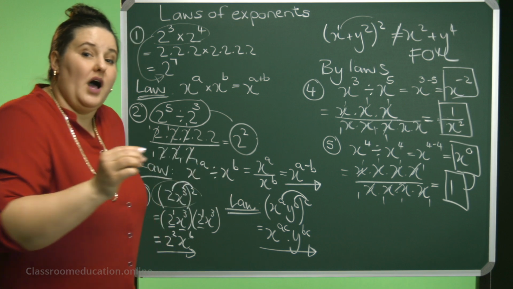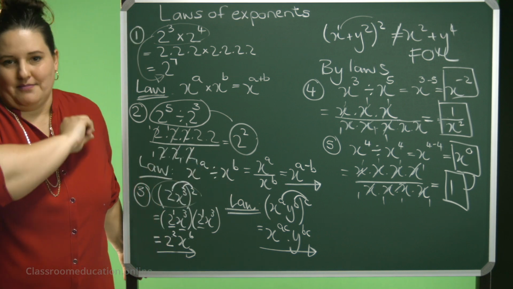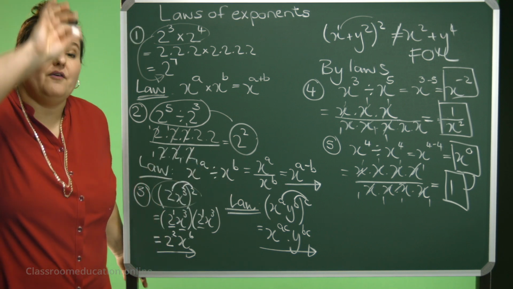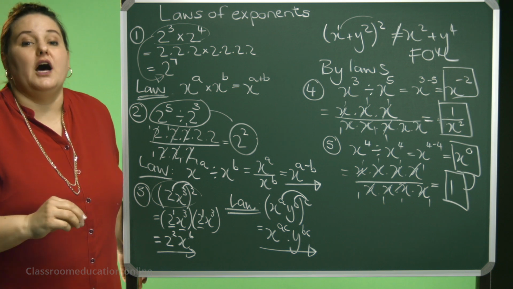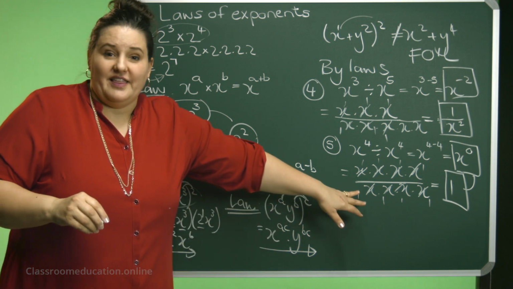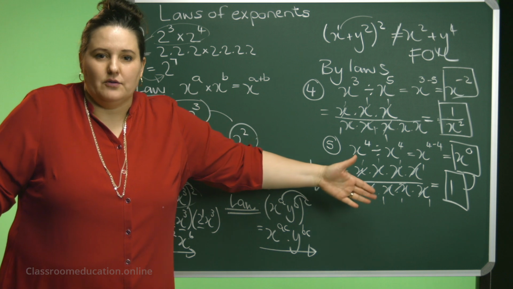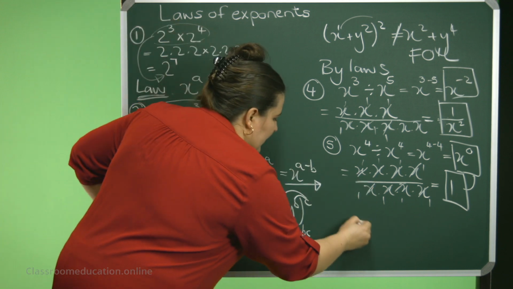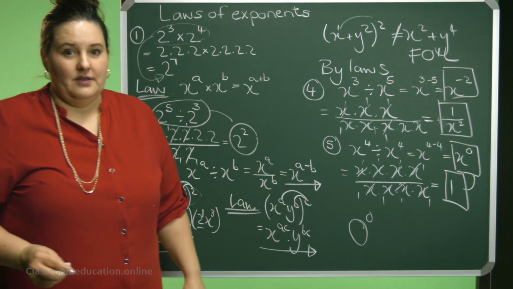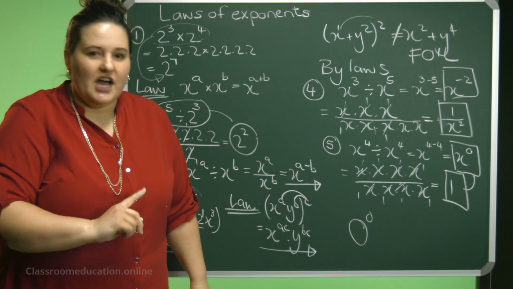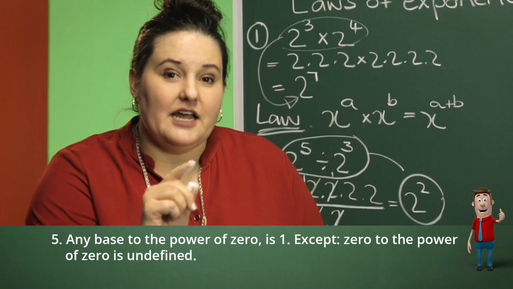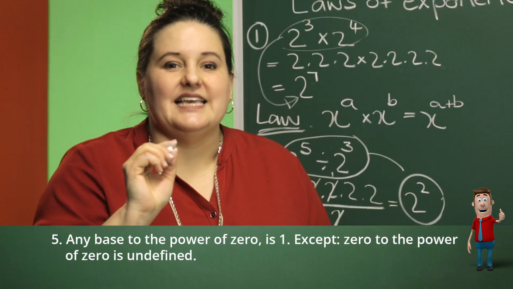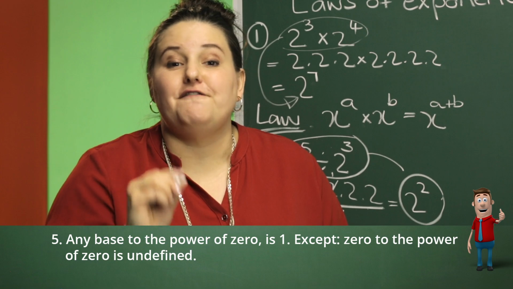So these two answers are actually the same. Anything to the power of 0 will give you an answer of 1. And we have proven that because it cancels out. But there's an exception. 0 to the power of 0. It's not 1. It's not 0. 0 to the power of 0 is actually undefined.